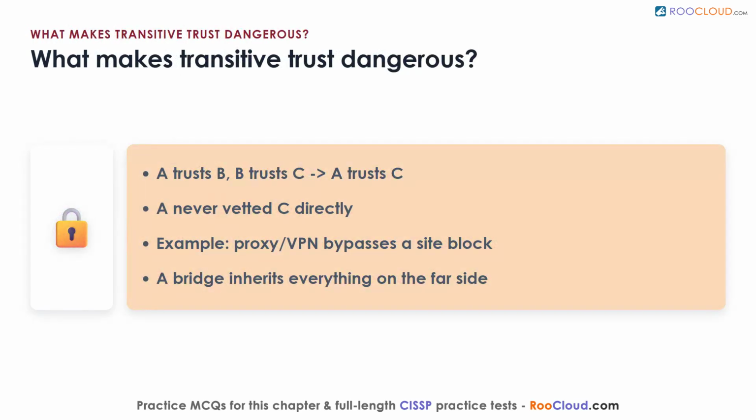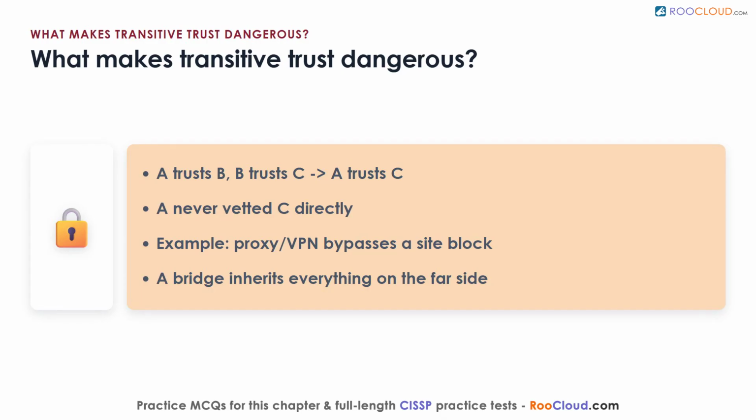What makes transitive trust dangerous? Transitive trust is the chain where if A trusts B and B trusts C, then A quietly ends up trusting C. It behaves like simple math. If A equals B and B equals C, then A equals C. The problem is that A never vetted C directly.